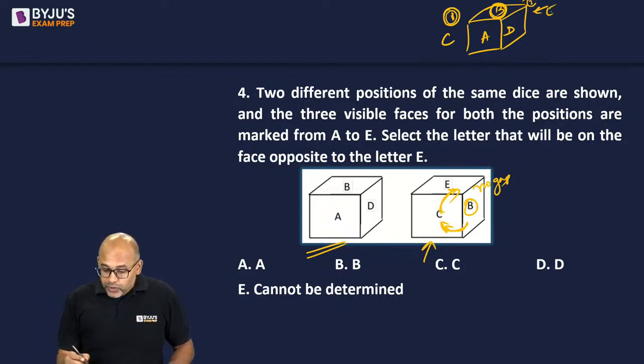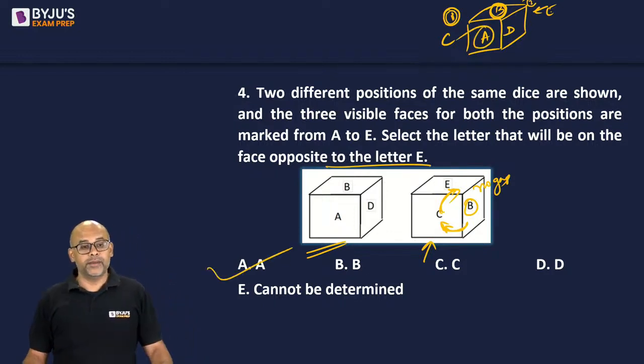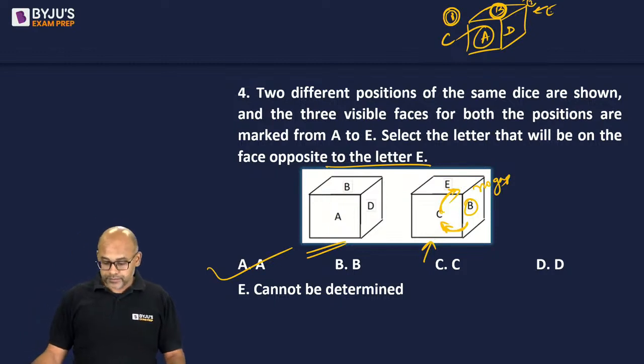So now the question is, what will be on the opposite side of letter E? Opposite side of letter E is A. Therefore option A. Clear? It is not cannot be determined. You can get the answer.